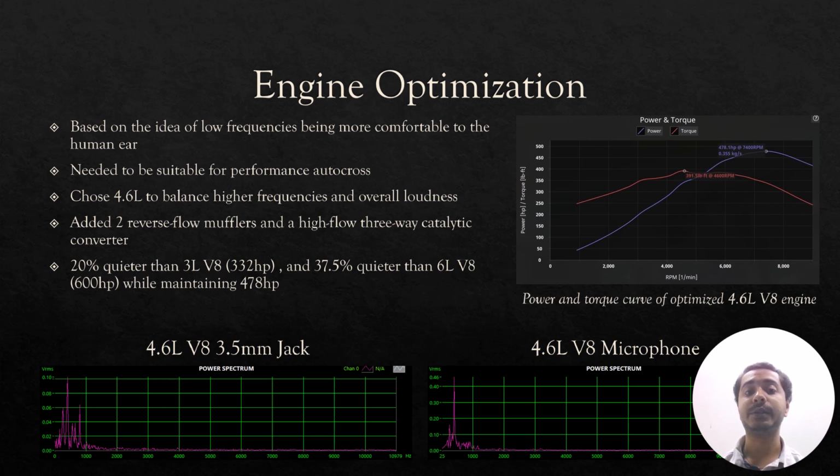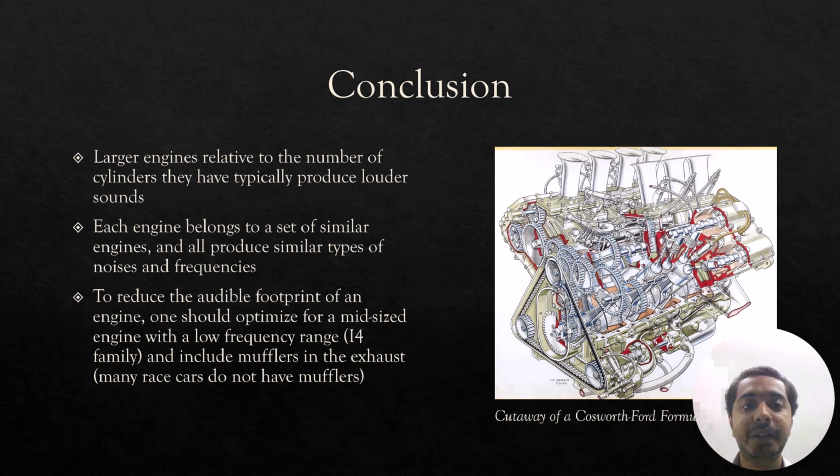The result was impressive. The engine produced 478 horsepower but was 20% quieter than the 3-liter V8 and 37.5% quieter than the 6-liter. It's important to note that many race cars run without mufflers, prioritizing power over comfort. But this experiment shows you can get both performance and acoustic control by carefully selecting displacement and optimizing the exhaust system.